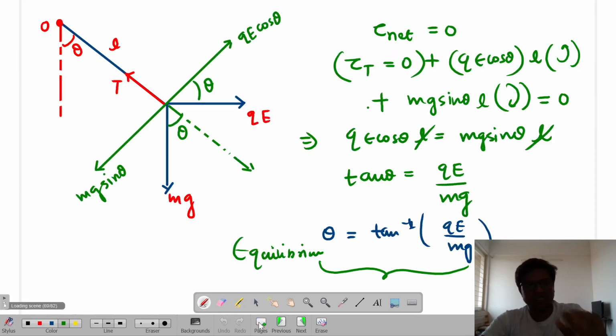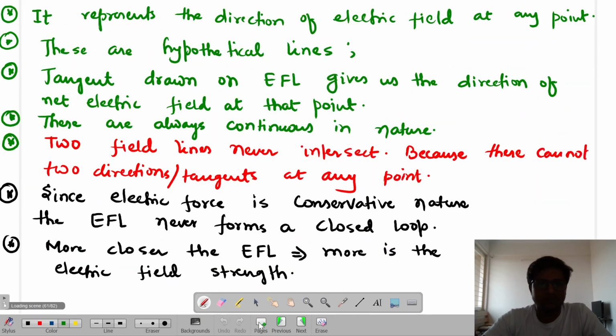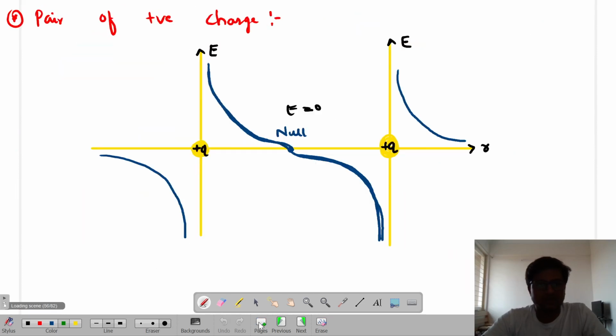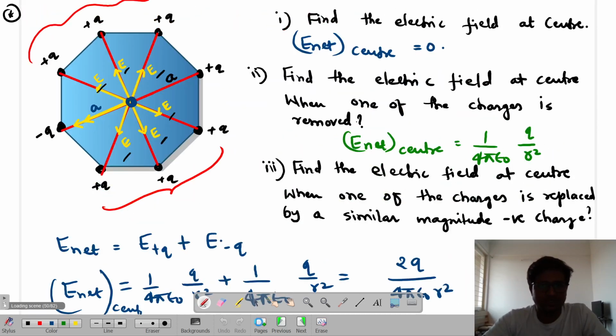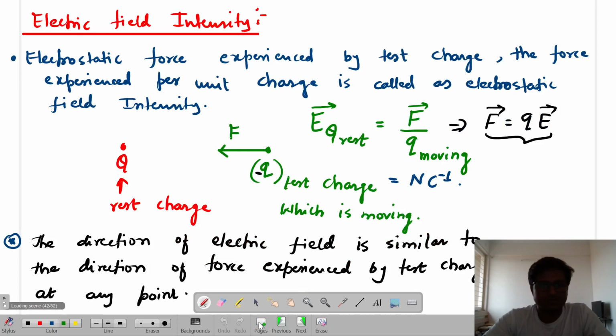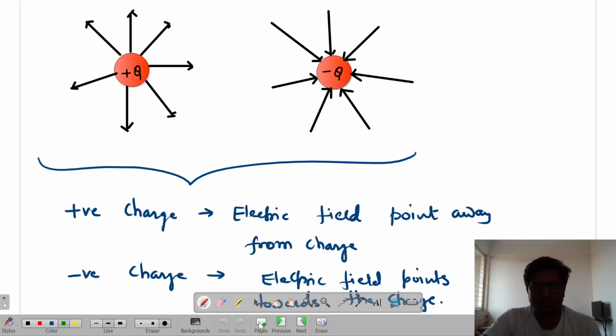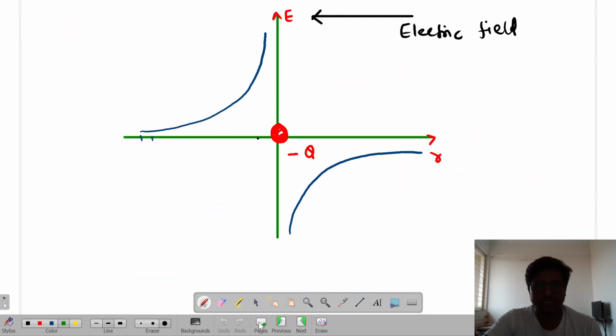But one thing is there in my mind: when we are learning electric field, during the start of this electric field class, I told you that in electric field we have two things, isn't it? So look over here. Where is that slide? Yeah. So try to understand. When we started this electric field topic, we told that there are two ways to understand the electric field. One by electric field intensity or strength, and another by electrostatic potential. And these two both play a very good role in understanding this whole thing.